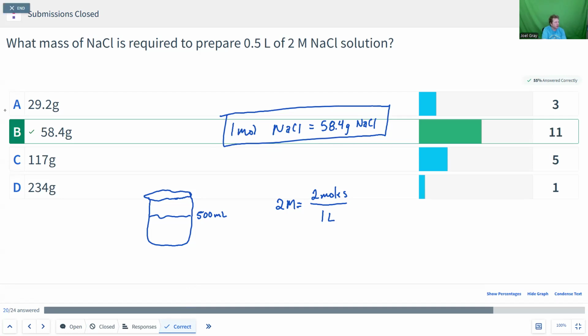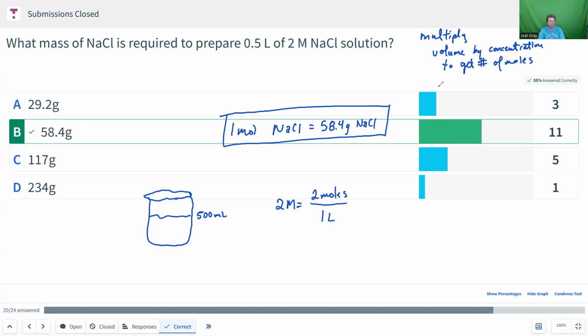So a process for this sort of question would be to multiply volume by concentration to get the number of moles.